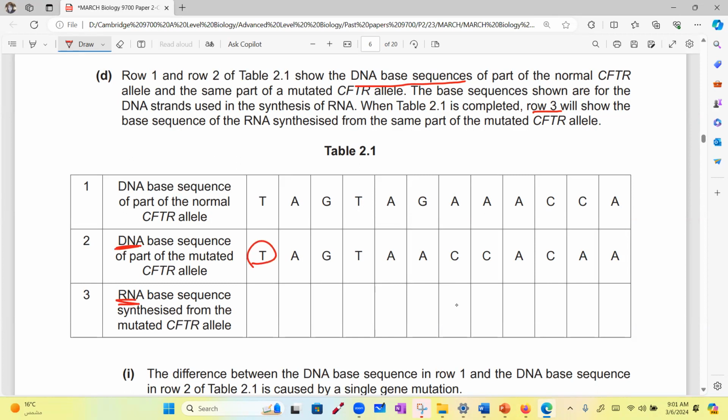T is what? A. A, U, this is RNA. C, A, U, U, G, G, A, U, okay? G, U, U. Now, definitely there is a mutation, and they will ask you which type of mutation happens here. Can you spot it?